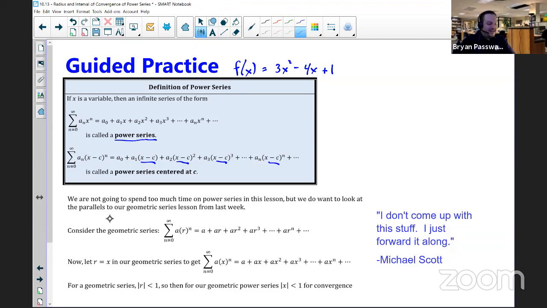But we do want to connect it and make some parallels to our idea of geometric series from last week. So our geometric series from last week, a r to the n power, would just create this series.